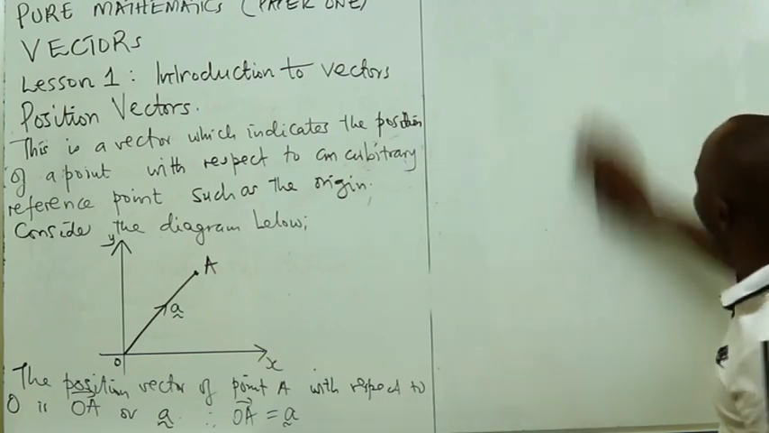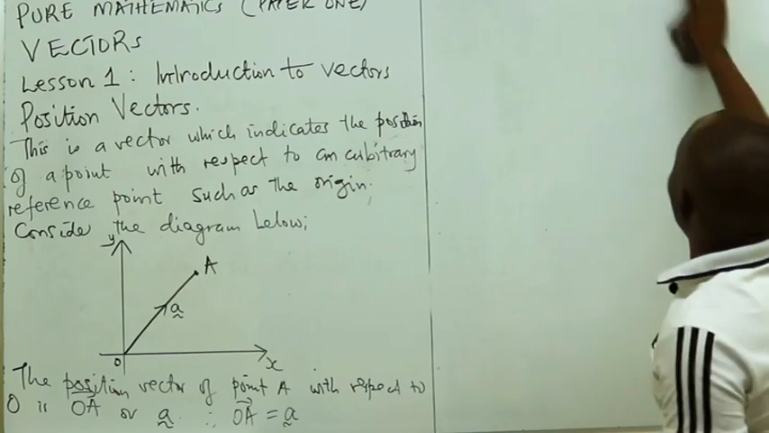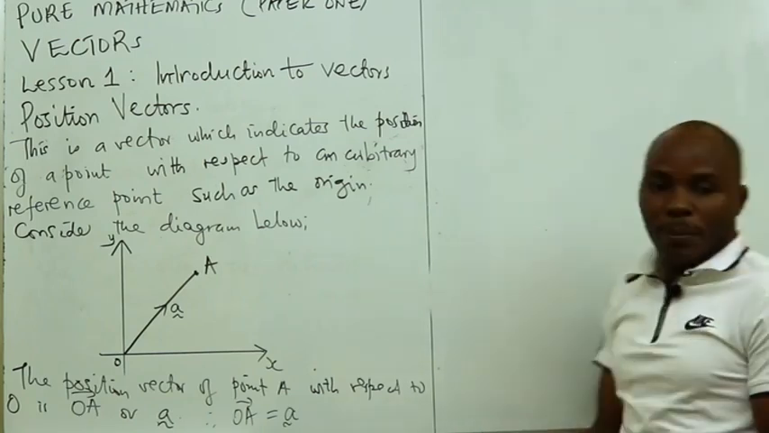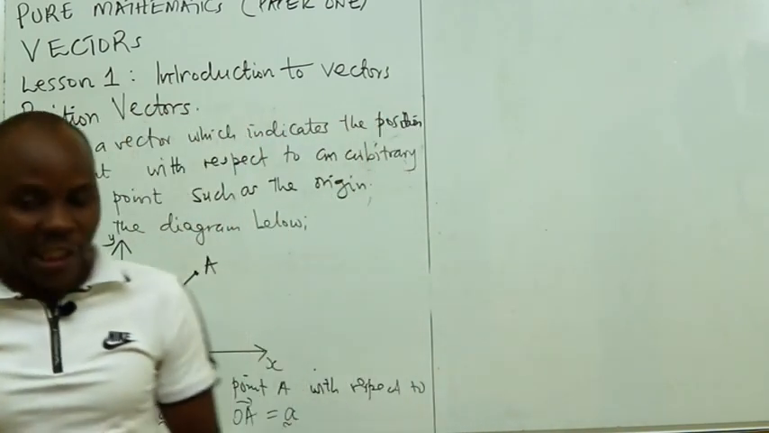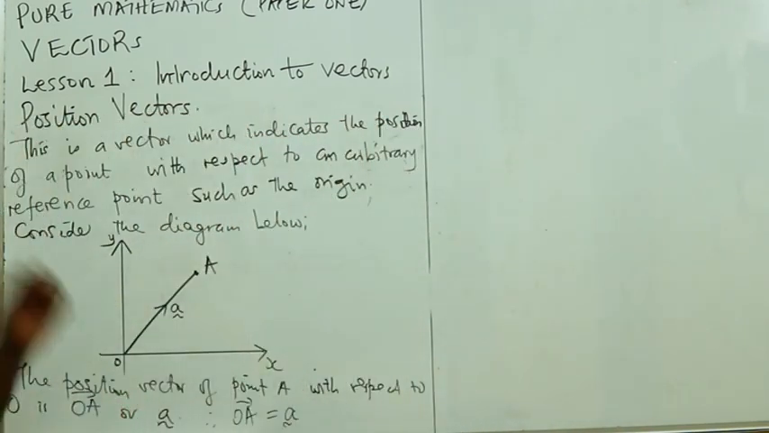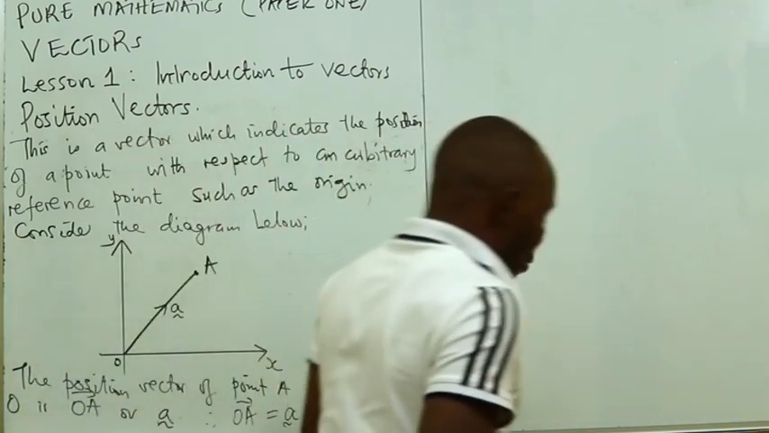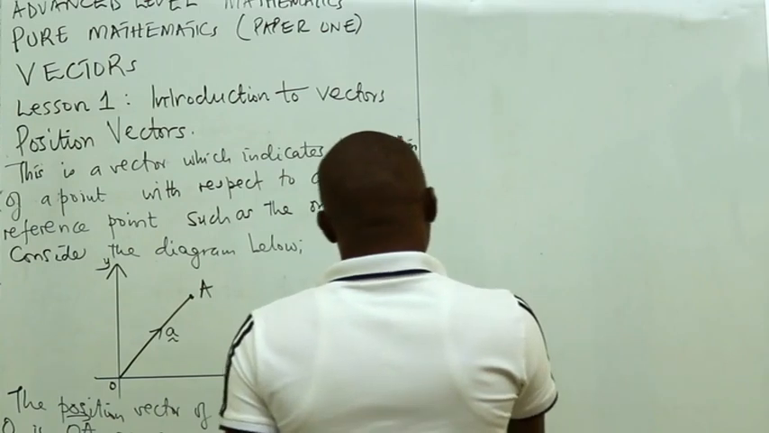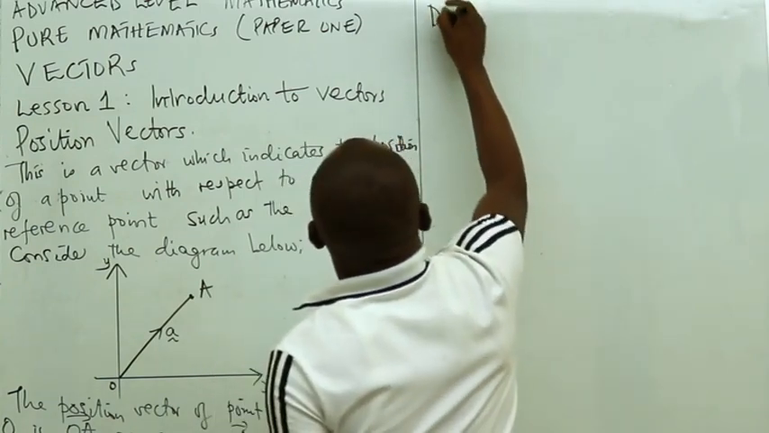I've said that a position vector of any point is the position of that point with respect to the origin. Now, having said that, let's talk about displacement of a vector.